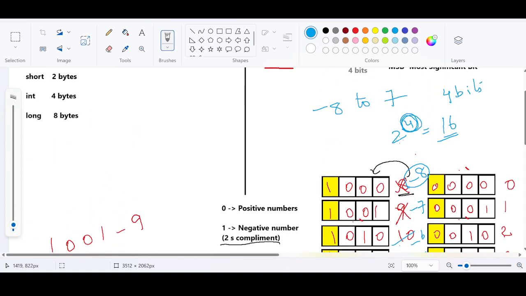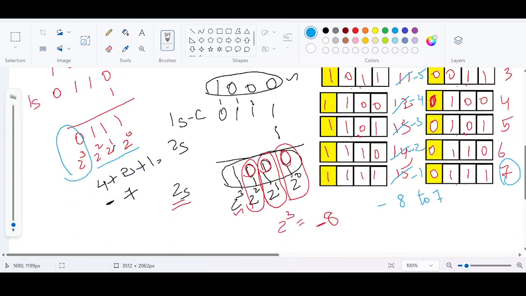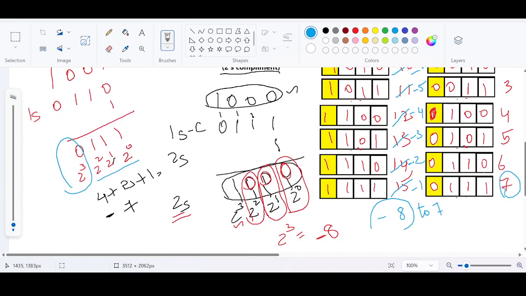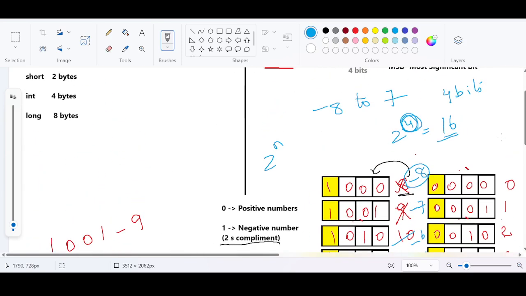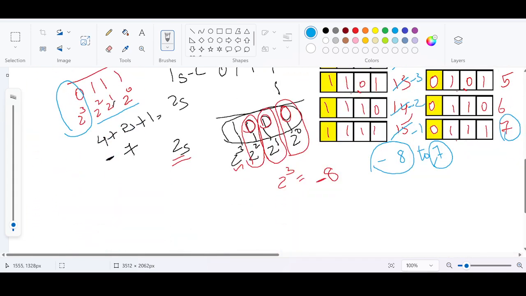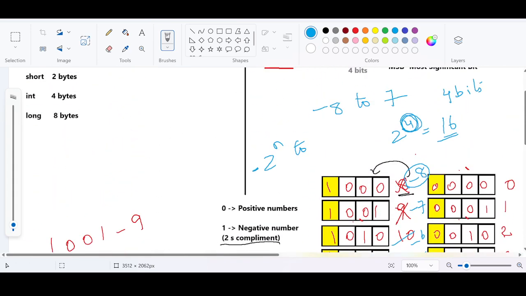So by using this, they have raised the power to 2 to the power of n. If you take 2 to the power of the number of bits, with our formula, I can conclude that I can make a pattern. We are getting minus 8, so this is minus 2 to the power of n. Over here we are getting positive 7. Positive 7 is 1 less than 8. So 2 to the power of n minus 1.